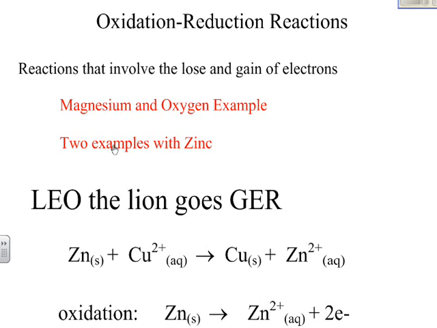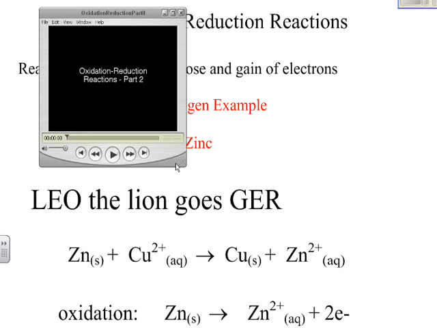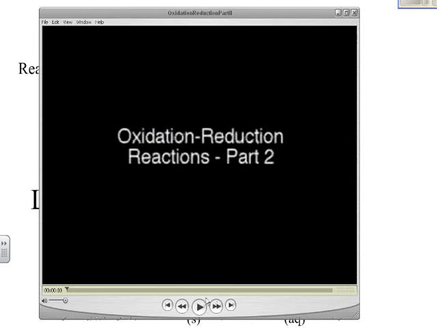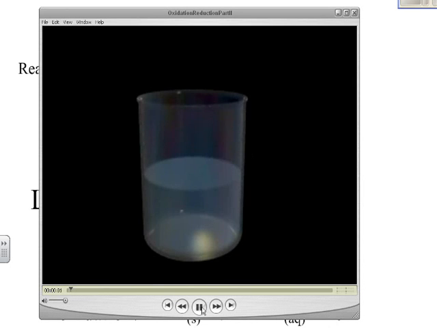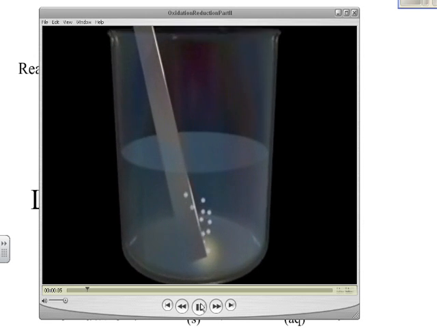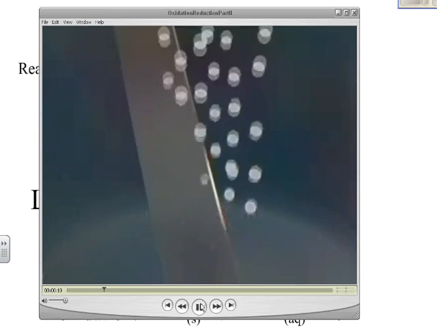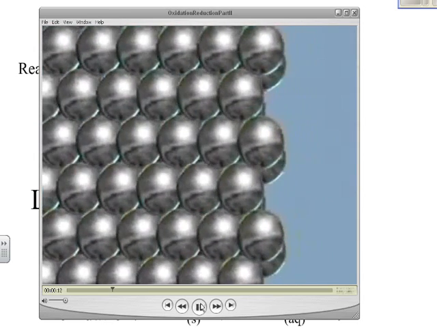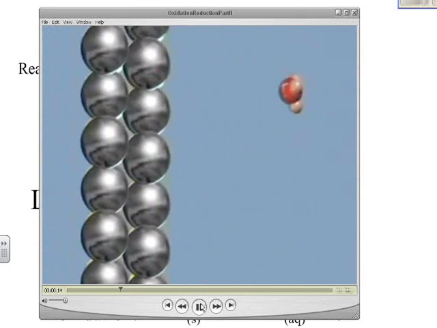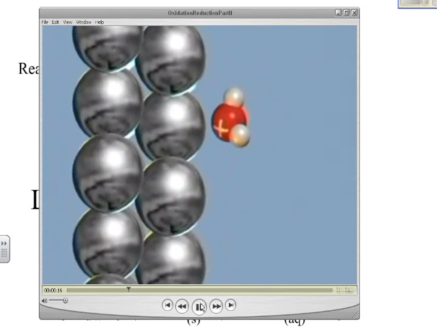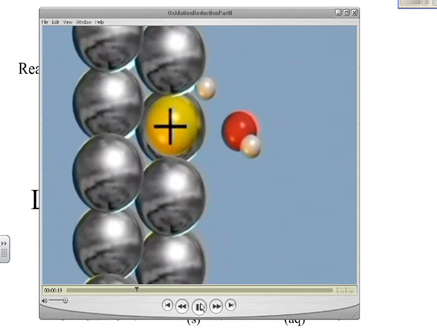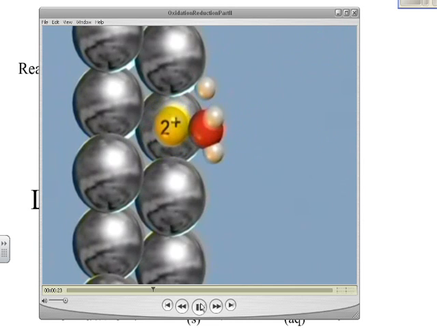And then the next example is with zinc. When a zinc rod is immersed in dilute acid solution, hydrogen gas is evolved and zinc ions form in the solution. The solvated hydrogen ion is represented as the hydronium ion H3O+. In this reaction, zinc is oxidized and hydrogen ion is reduced.